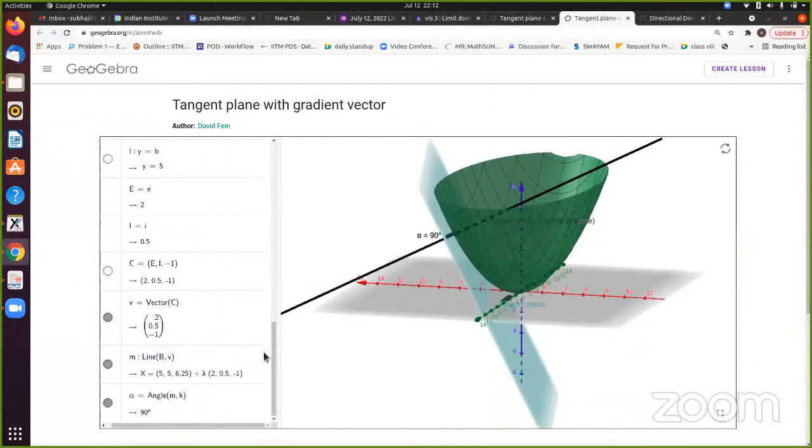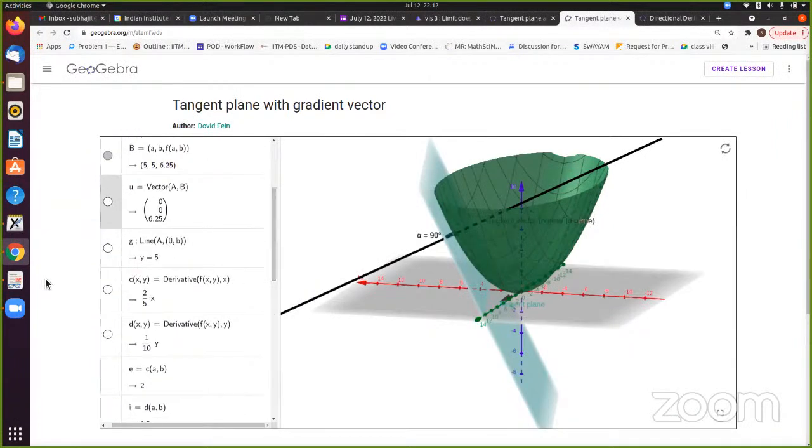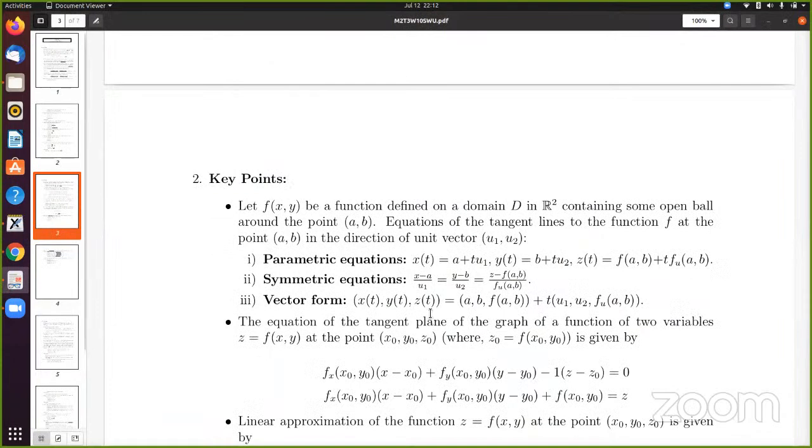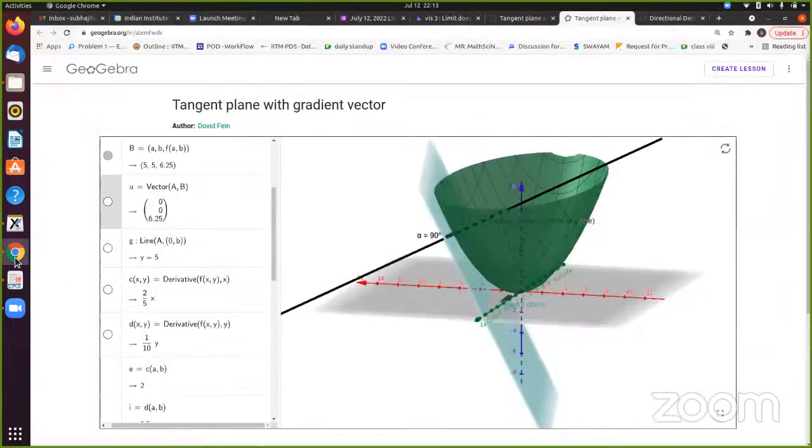Okay, so let me do the tangent plane first and then come to this. What about the tangent plane? The tangent plane is basically the plane which contains all the tangent lines along any direction. If you consider the set of all the tangents along any direction, they all lie on a plane, and that is your tangent plane. Now, what is the equation of the tangent plane? It is basically like this.